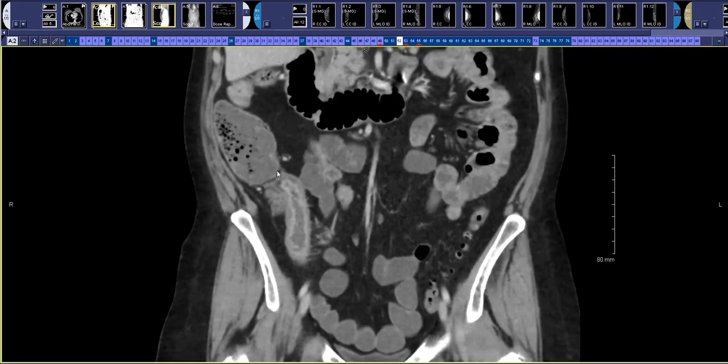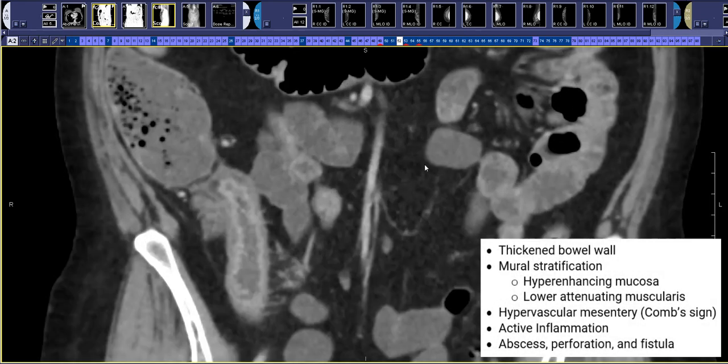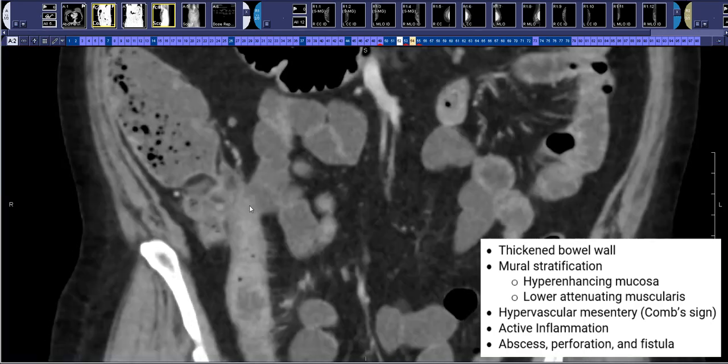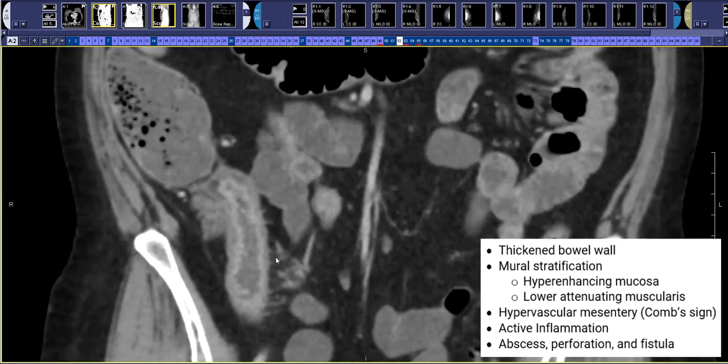So you can see here, this is the terminal ileum. It's thickened. Normally the bowel wall is almost imperceptible, 1 to 2 millimeters. Here it measures up almost a centimeter, and there's something called mural stratification. What that means is that you can see the different layers of the bowel wall. Here's the hyperenhancing mucosa, and there's the relatively lower attenuation muscularis layer. So this mural stratification is a sign of active inflammatory bowel disease.